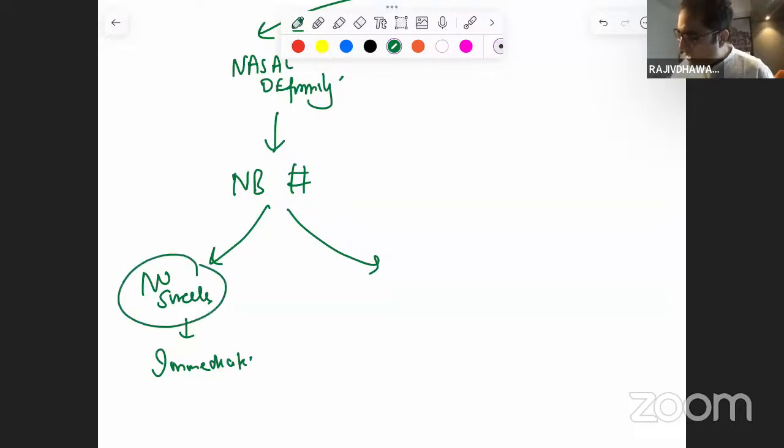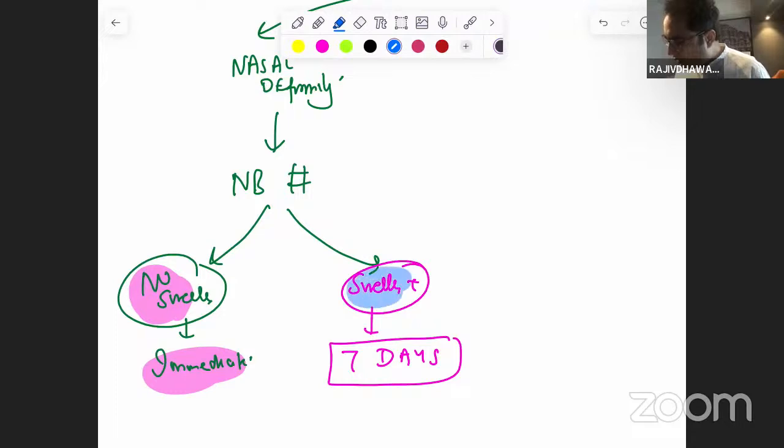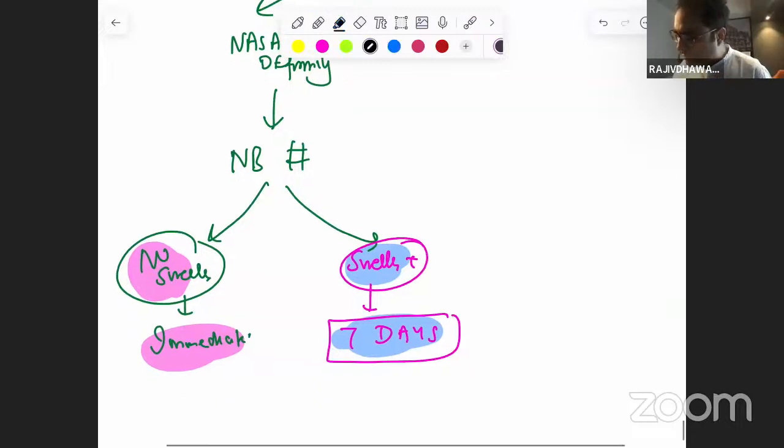And if swelling is mentioned, then wait for 7 days to let the swelling subside, then do the fracture reduction. So if there is no swelling, then immediate. If swelling is there, then after 7 days. The procedure is the same, beta. Closed reduction using which forceps? Walsham forceps, beta. Which forceps? Walsham.